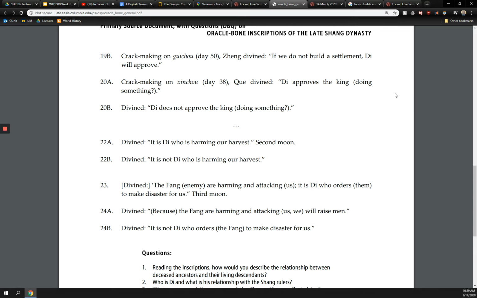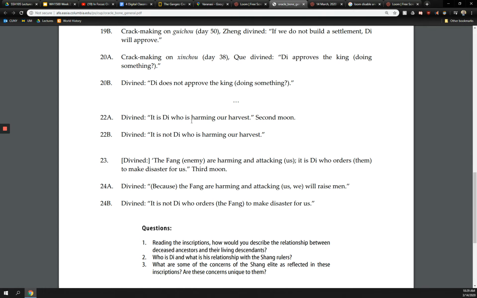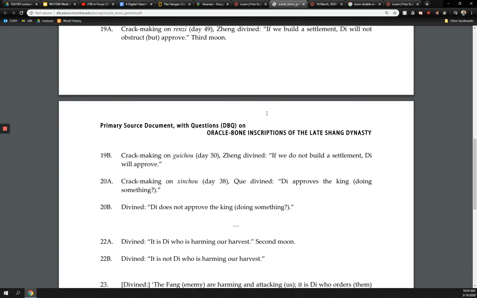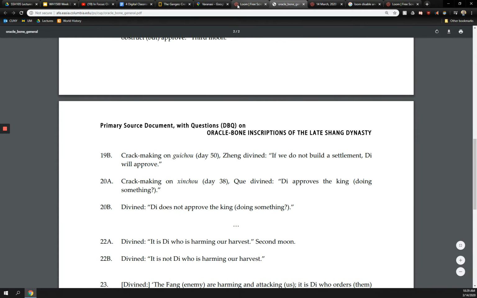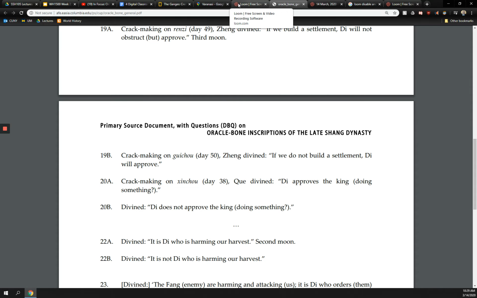Turtle shells or tortoise shells, as we saw, are another kind of broader bone that you can write on easily and that will crack in interesting ways. And then you can see another one for the harvest. And it is D who is harming or not harming the harvest. So you're learning about the problem. So perhaps D is another state that they're dealing with, or some person that they're dealing with. I'm not exactly sure.